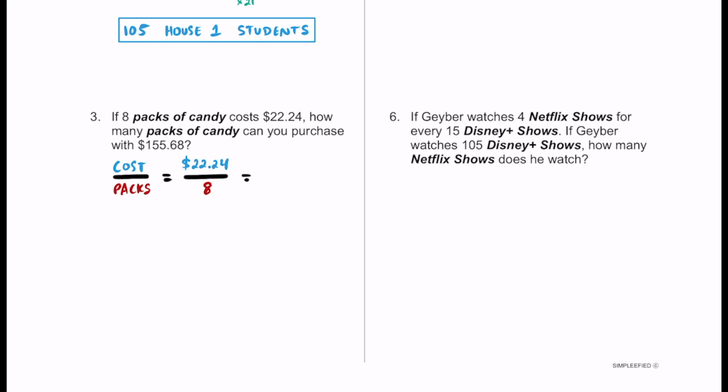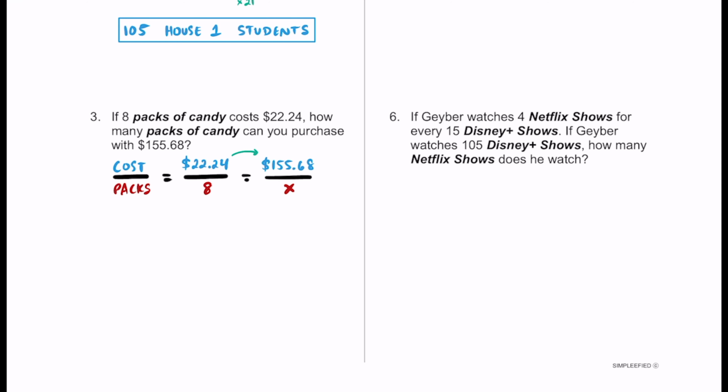So let's go ahead and figure out, they're wondering how many of these packs of candy can we buy if we have $155.68. Let's go ahead and put that on top. And we're wondering how many packs of candy we can buy. So let's call that X for now. Okay. Let's see if we are going to figure out how many times 22.24 goes into 155.68.